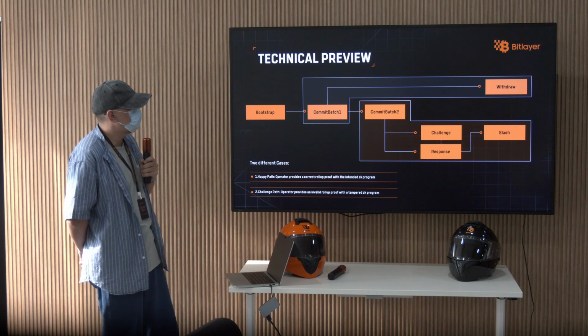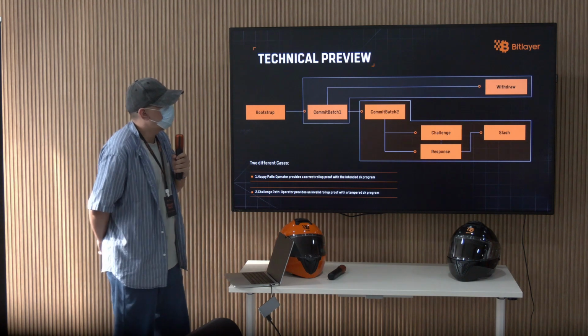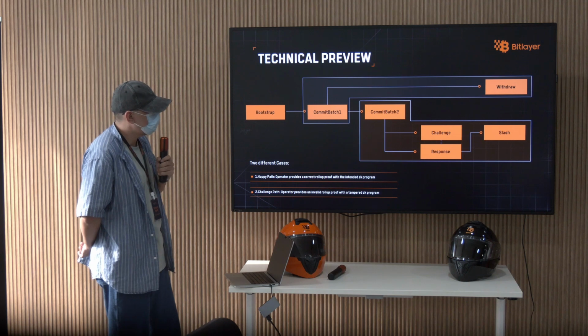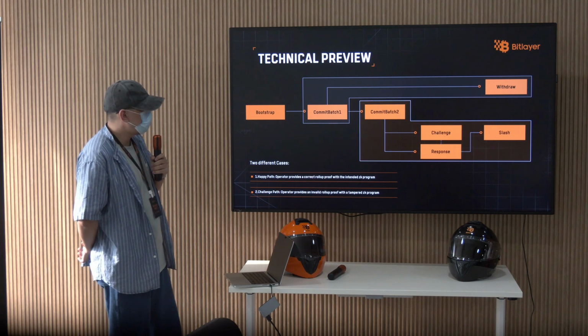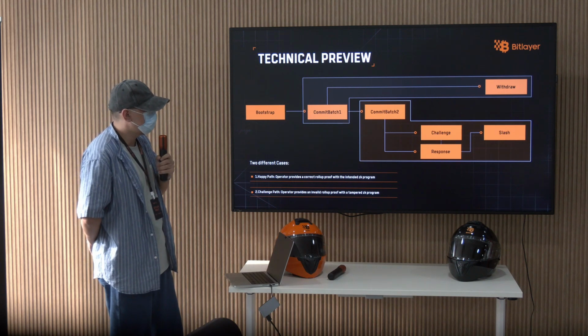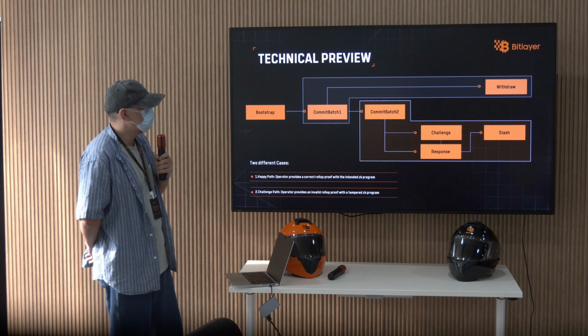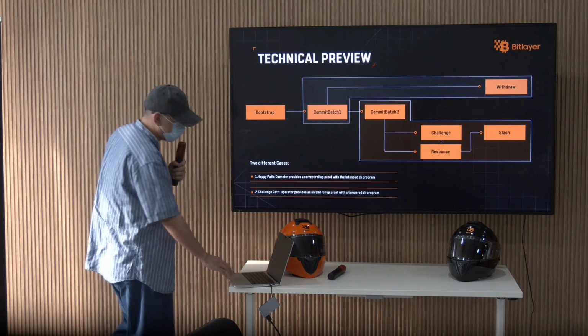The first is the happy path, just like commit batch 1, where the operator provides the correct proof, and the challenge path, which will finally slash the operator's collateral, since he submitted an invalid rollup proof with the tampered program.